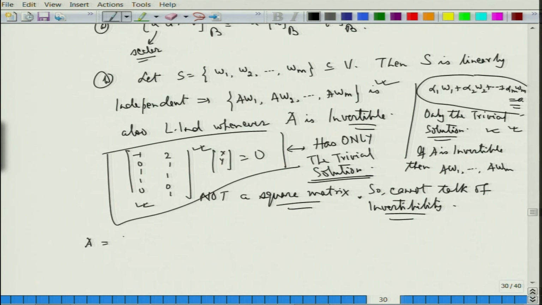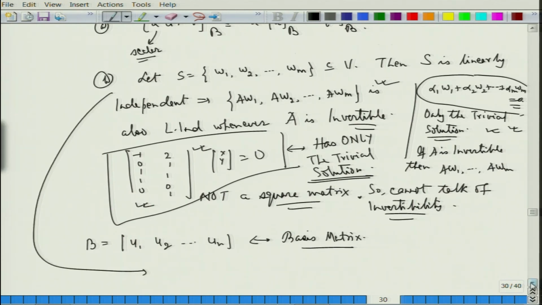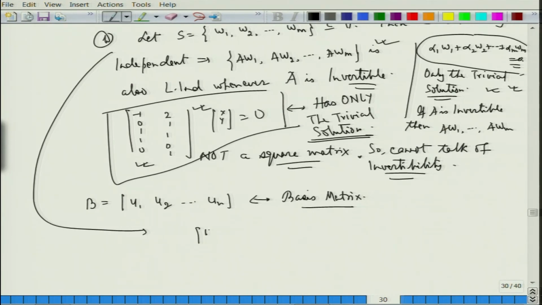So if I think of A as my basis vector, say u1, u2, so here I wrote it as B, I think. So u1, u2 till un, the basis matrix. Fine. Then I can multiply this w1, w2, wm with a basis vector, things like that, and I will get something now. So from here I can go to w1 with respect to B, w2 with respect to B, till wm with respect to B. This is a matrix.